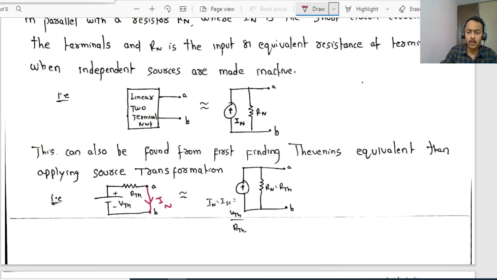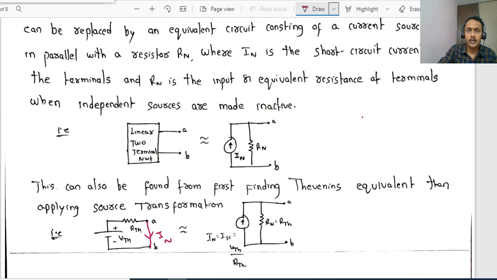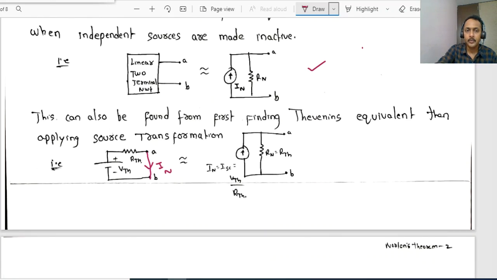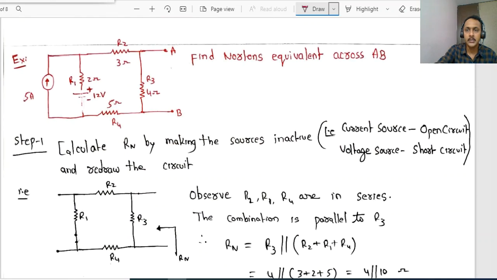So what I want to say is the circuit can be replaced with an equivalent current source in parallel with a resistor. Now let me do an example and find out the Norton's equivalent circuit. For example, this problem is given. We are supposed to apply the Norton's equivalent across A and B. In this diagram, we have a voltage source of 12 volts and a current source of 5 amps, R1 2 ohms, R2 3 ohms and R3 as 4 ohms.